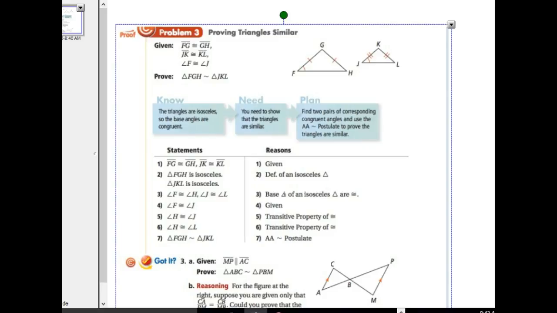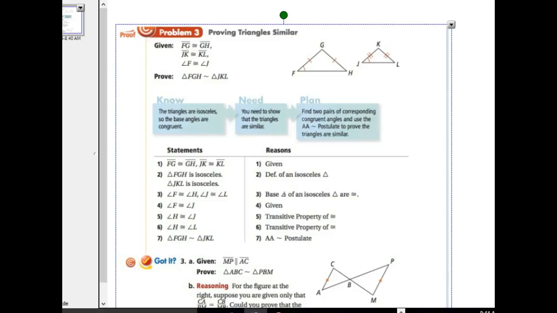You're given that FG is congruent to GH, you're given that JK is congruent to KL, and you're given that angle F is congruent to angle J. And you're asked to find if the left triangle is similar to the right triangle.